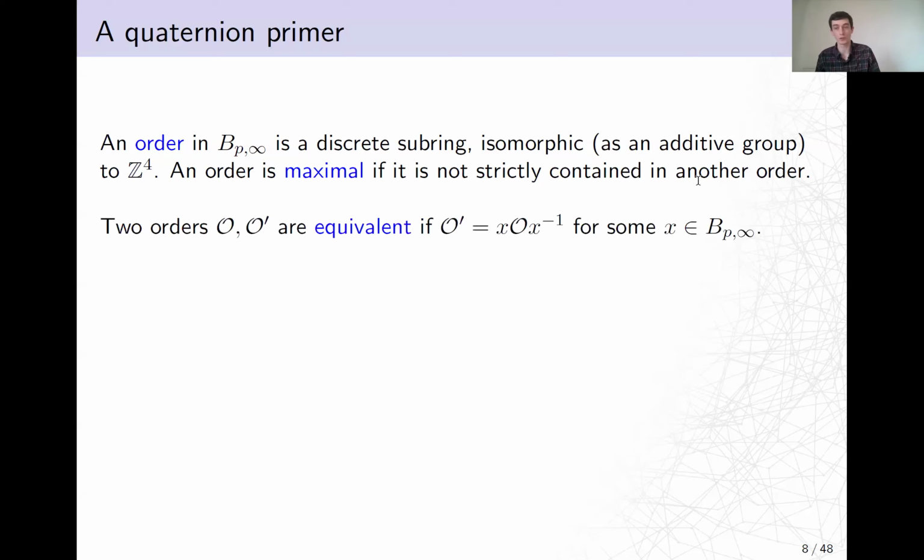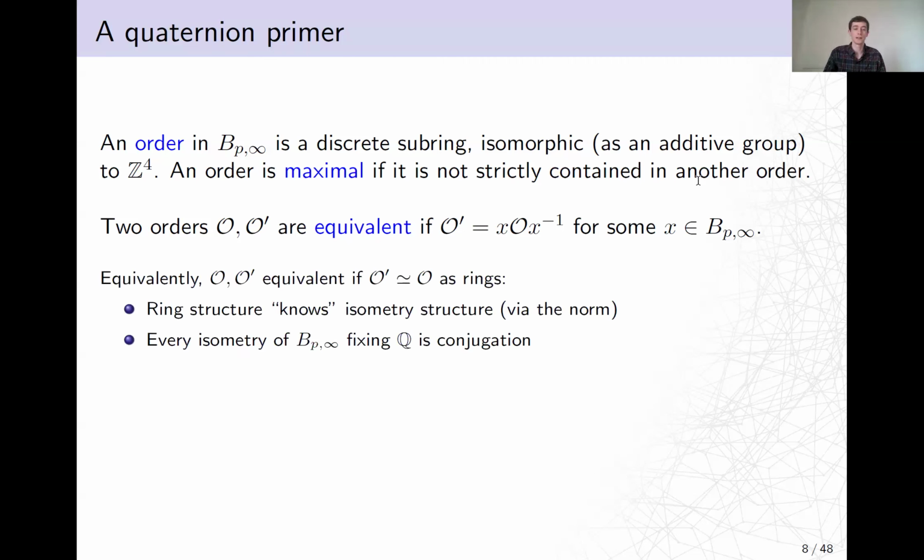Now, there are lots and lots of orders, in fact, infinitely many orders in any B_{p,∞}. But we're going to define an equivalence relation by saying that one order is equivalent to another if you can conjugate one by another, meaning multiply by x on the left and x inverse on the right. An important observation about this is that it's the same as saying that O' and O are isomorphic as rings. One direction is straightforward. If you start with an order O and you apply conjugation, this preserves the addition and multiplication structure. So xOx^{-1} will be isomorphic as a ring to O.